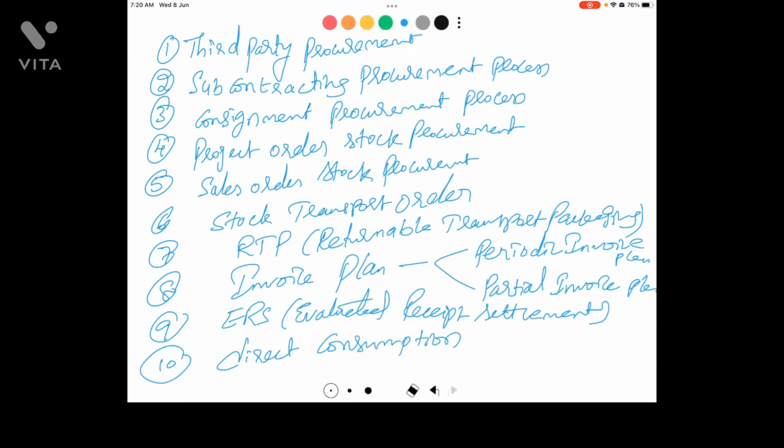Okay, so we have a few very important special procurement scenarios. Let's see what are the very important special stock procurements. We should know about the third party procurement process. It's very important. And we should know about the subcontracting process, the consignment procurement process, and the STO process. Out of all these, these four are very important in the procurement process.